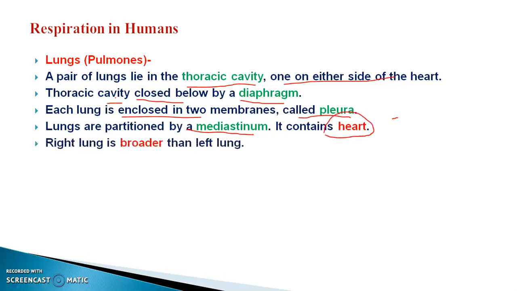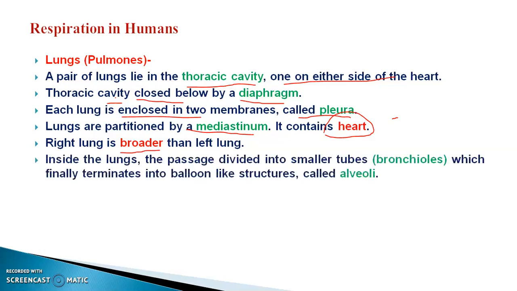Now, some important points. The right lung is broader than the left lung, and inside the lung, the passage is divided into small tubules. These are the bronchioles. So bronchioles are present inside the lung, and these bronchioles finally terminate into sac-like, balloon-like structures, which are known as alveoli. So the alveoli are the terminal point of this respiratory system.